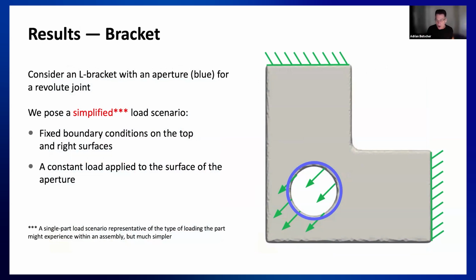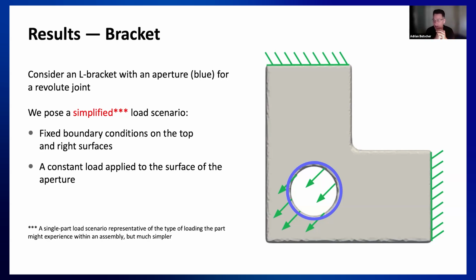And that single load is going to be imposed on the interface region. And the green regions will be held fixed, so Dirichlet boundary conditions on the green region. We're calling this a simplified load scenario because it's really a single part load scenario.